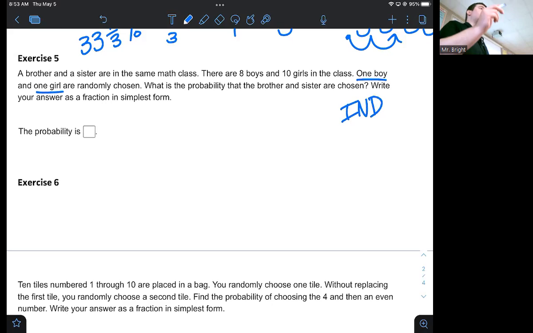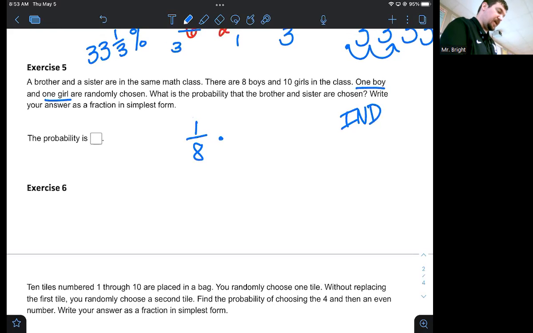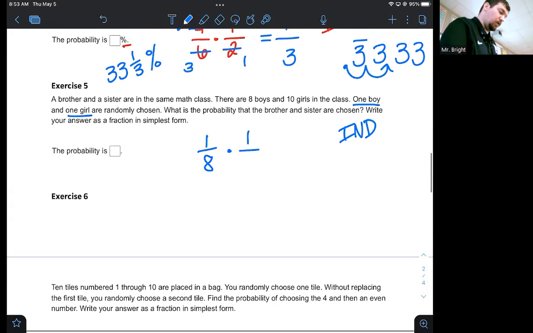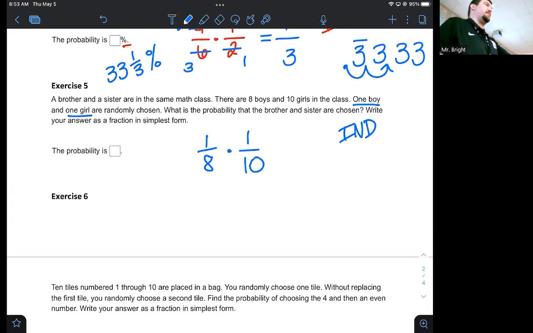So when he draws out a boy, what's the probability that that brother gets chosen? 1 out of 8. Yeah. See, in my mind, I was doing 1 out of 18, but that's not what the question's asking for, although that would make more sense in my mind. So 1 out of 8. And then what's the probability that the sister gets chosen? 1 out of 10. So even though there's 1 less boy in the room, it didn't affect the fact that he was still drawing a girl from the 10 remaining girls. That's why this is independent.